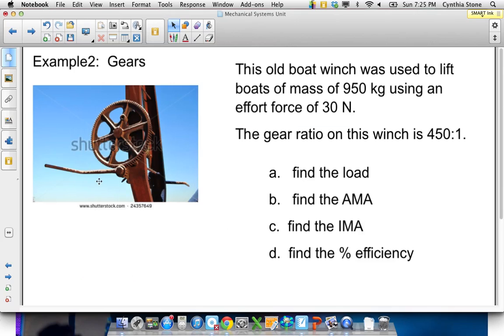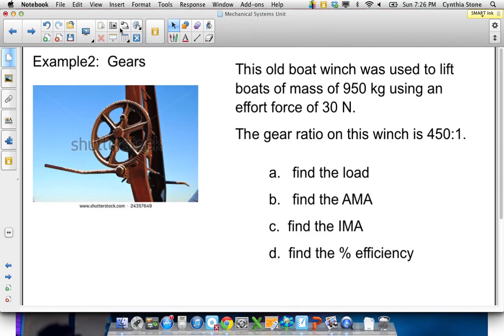In our second example, we've got a winch that was used to lift boats of mass up to 950 kilograms using only a force of 30 newtons. So there's a huge mechanical advantage, but there's a huge gear ratio, see? Look at my gear ratio: 450. So we know the gear ratio, we know our effort force, and we know our load mass.